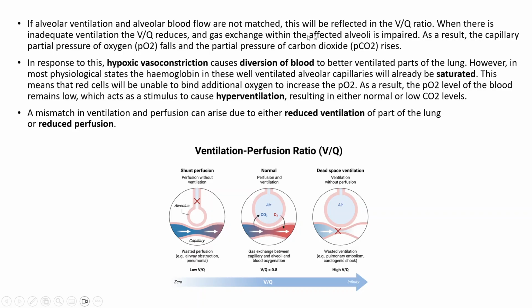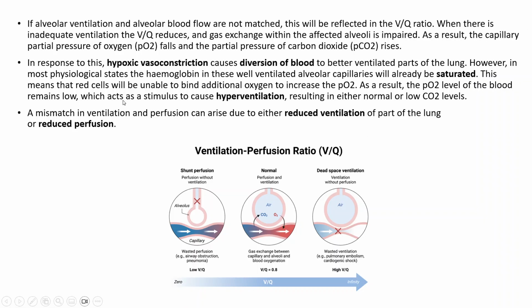So as a result of that, your capillary partial pressure of oxygen, or your PO2, would also fall because enough gas is not getting in, and the partial pressure of CO2 would rise because enough carbon dioxide is not getting out. Now, in response to this, how would the body try to compensate? You have something called hypoxic vasoconstriction that would cause diversion of blood to the better ventilated parts of the lungs, because again this gradient is there in the lungs.